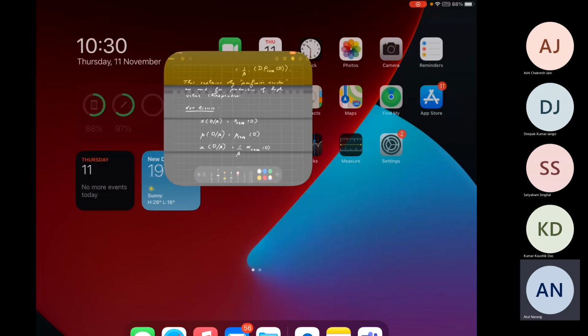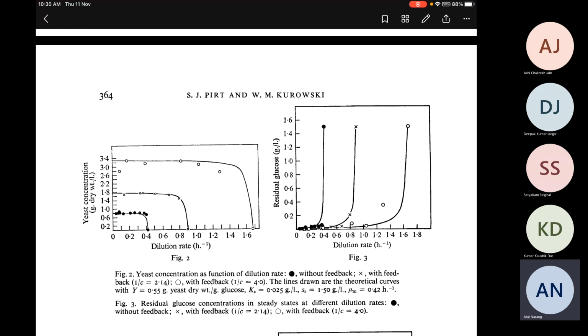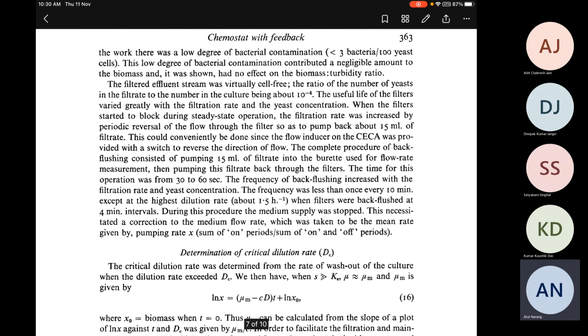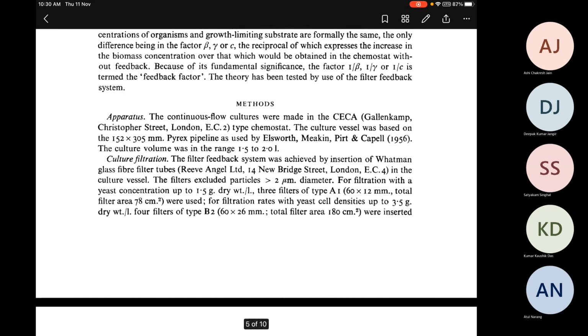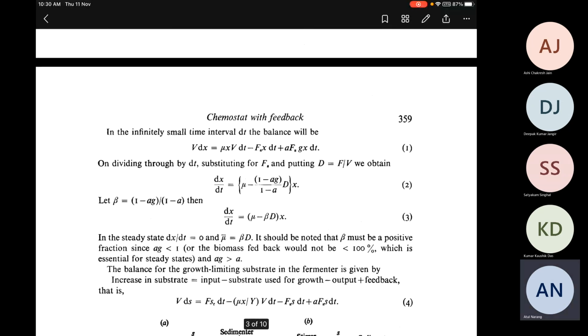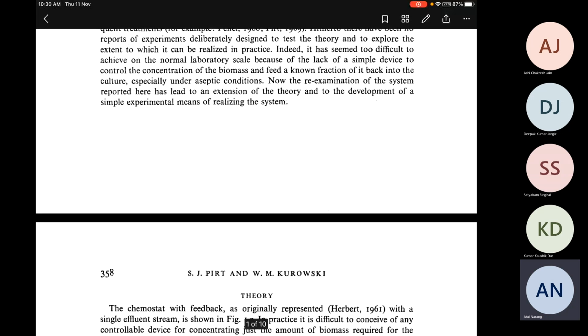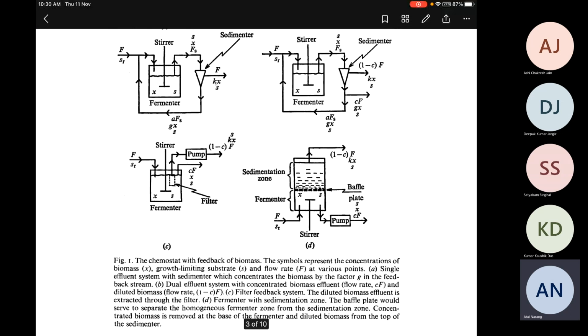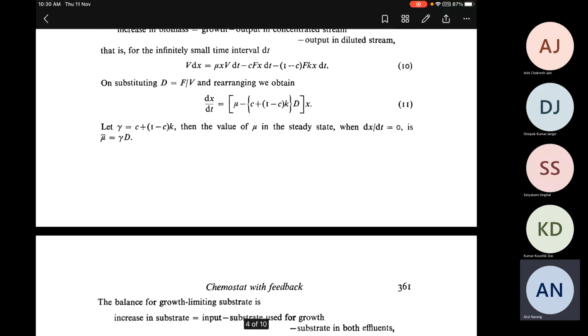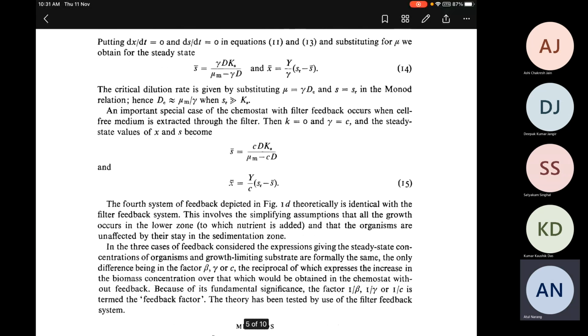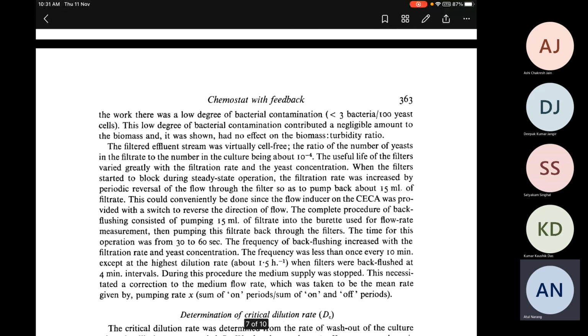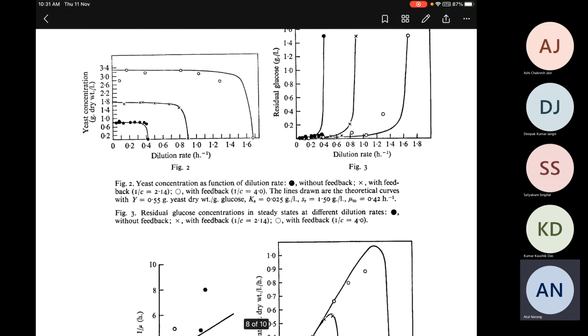Now let me just show you the experimental data. This is the original experiment that was done. This was a very long time ago, from 1970. He actually did it with a membrane. This is the original paper, and what he did was he used really a membrane filter, and this is the data he got.